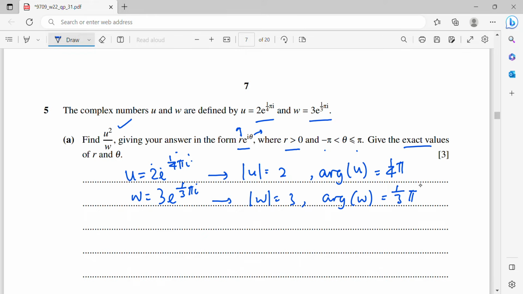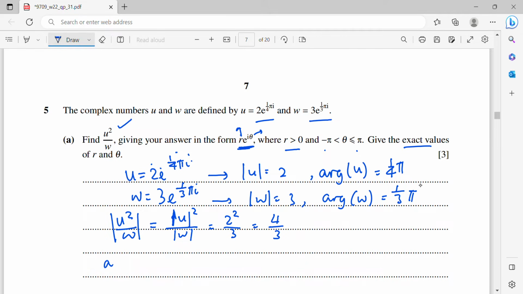Now, for u squared over w, before you get the Euler form, which is the re^(iθ) form, we need to get the modulus first. So the modulus for this becomes modulus of u squared over modulus of w, which is 2 squared over 3. I will get 4 over 3.